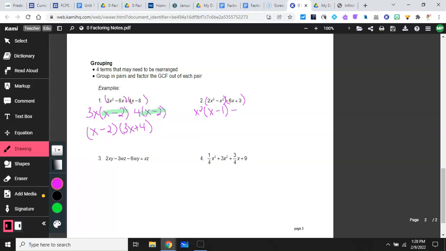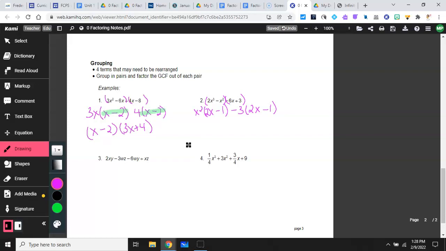Between 6 and 3, I am going to pull out a negative 3. Negative 6x divided by negative 3 is a positive 2x. 3 divided by negative 3 is a negative 1. And here, if we notice, x minus 1 and 2x minus 1, I made a mistake somewhere. So let's go back and double check this. 2x to the third divided by x squared is a 2x, not an x. So, oops. It's always good to double check.